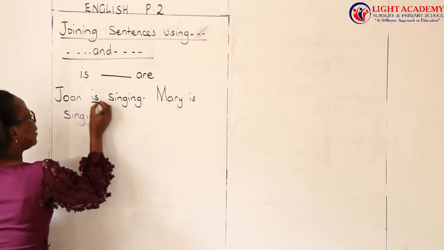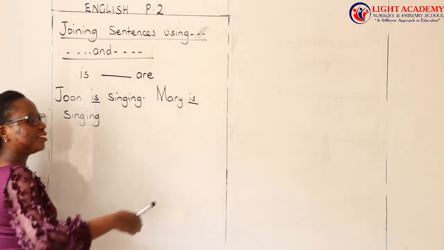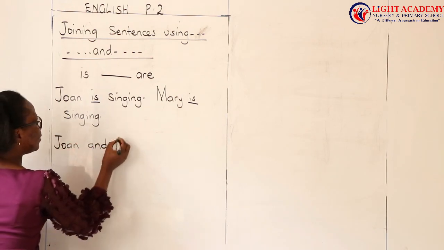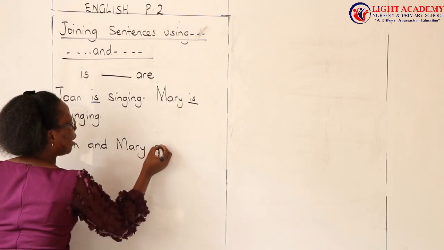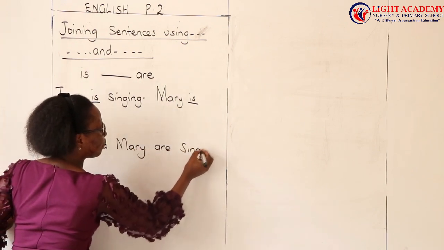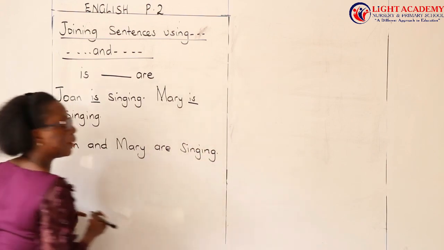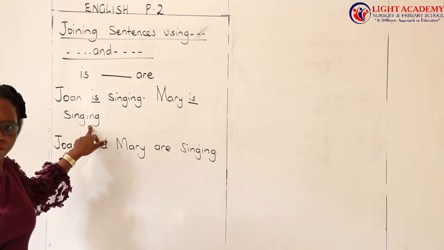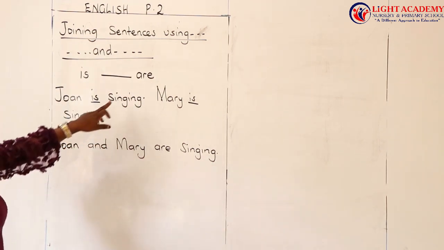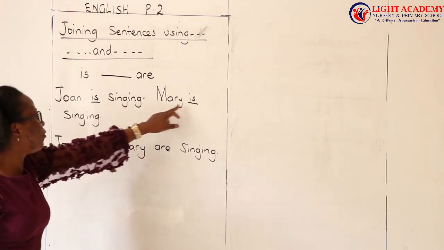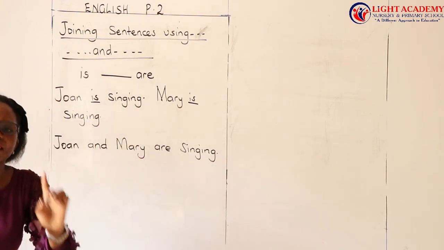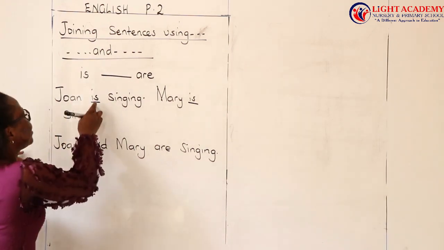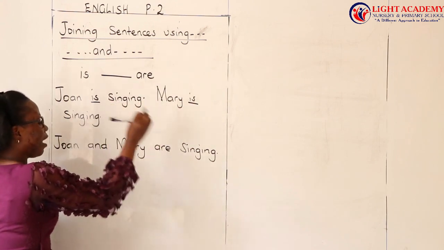My explanation of "is" changing into "are" is as follows. Joan is singing, Mary is singing. This "is" and this "is" will change and it will be Joan and Mary are singing, because the activity they are doing is one. Are we together? Both Mary and Joan are singing. So "is" has to change into "are."